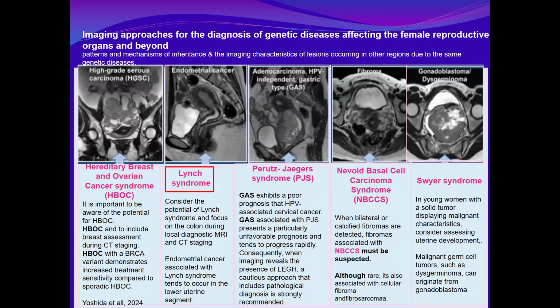Lynch syndrome is one of the genetic diseases of reproductive organs, but we are not going to talk about it at the current time because it is out of the scope of our lecture. Maybe later we'll talk about this genetic condition of reproductive organs.